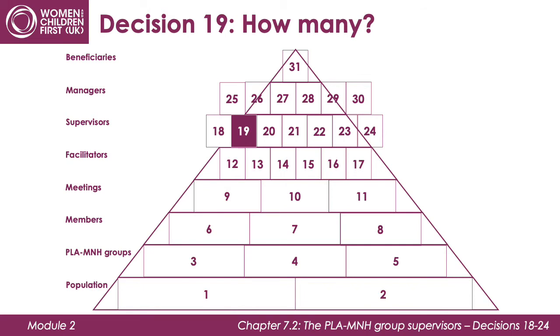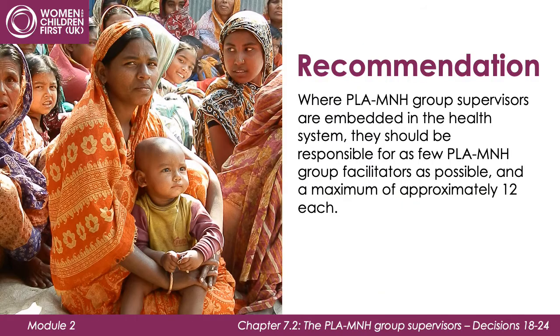Now, let us turn our attention to decision 19. How many PLA-MNH group supervisors will be selected? The recommendation here is split between PLA-MNH group supervisors who are embedded in the health system, for example, CHWs or CHV or CHW supervisors, and those from NGOs. For the former group, the recommendation states that where PLA-MNH group supervisors are embedded in the health system, they should be responsible for as few PLA-MNH group facilitators as possible, and a maximum of approximately 12 each.